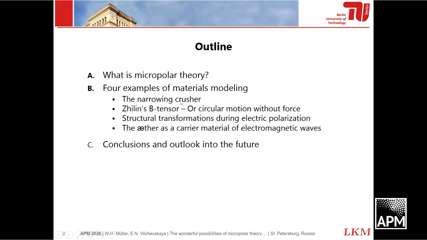So the first example has to do with soil mechanics, has to do with milling grains, and it is entitled by the title, The Narrowing Crusher. What it is exactly, we shall see in a second. The second example is an homage to Professor Gilin. I will talk about Gilin's B tensor, or why circular motion could be possible without force. So this looks like a contradiction to Newton's laws. And then the third example I have in mind with micropolar theory is structural transformations during electric polarization.